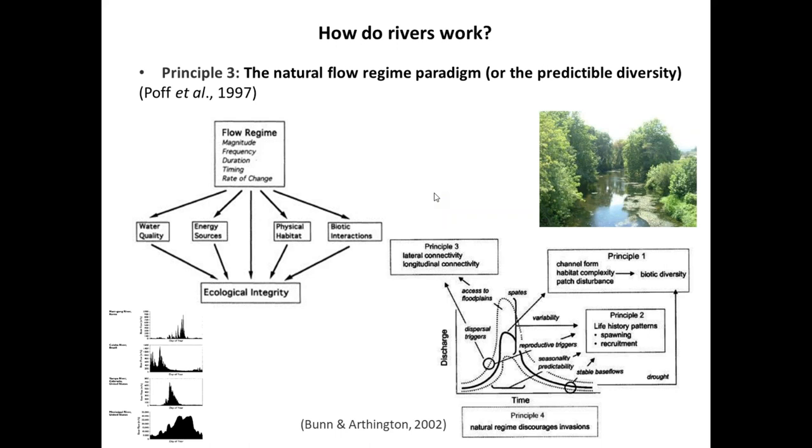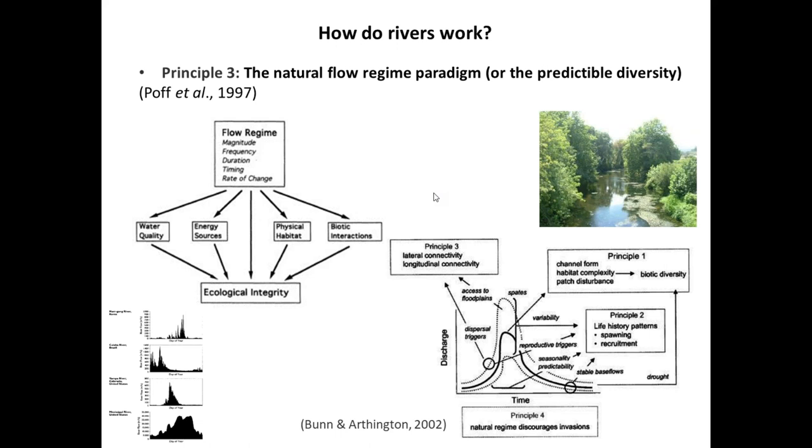But flow regime is not a black box; it is constituted by a number of flow components, among which the five most important are magnitude of the different flow events, frequency, duration, timing, and rate of change. In other words, we are talking about how big different flows are, when they happen, with which duration, how many times in the year or in a longer time, and how fast they are increasing or decreasing once they happen.